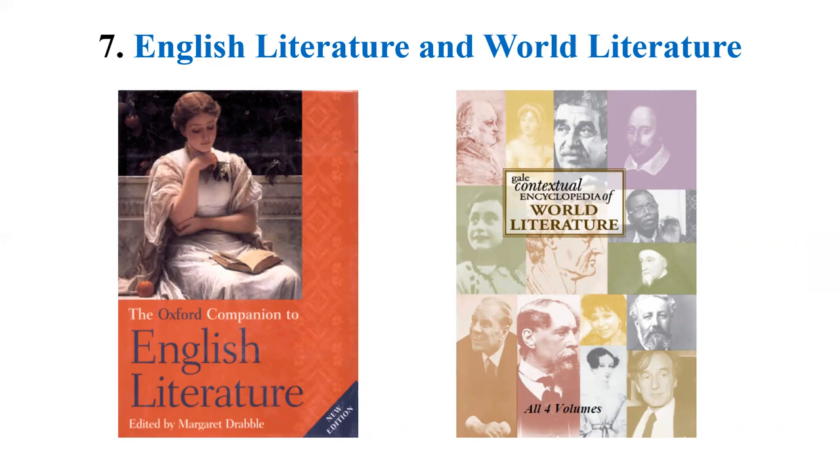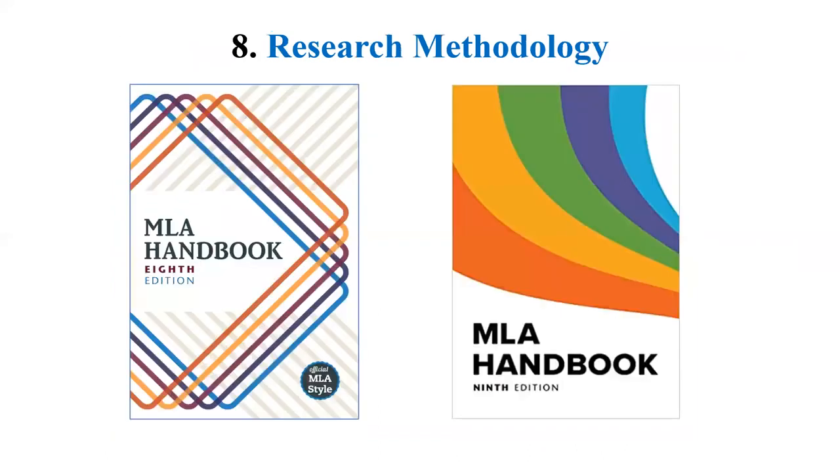And here is an encyclopedia, Gale Contextual Encyclopedia of World Literature in 4 volumes. This is unique in the sense we hardly have any book for world literature. And this book provides you with the introduction to major authors across the world and also to their works. Then we have research methodology. You can use MLA Handbook 8th edition, and we can also go for MLA Handbook 9th edition, the recent one.